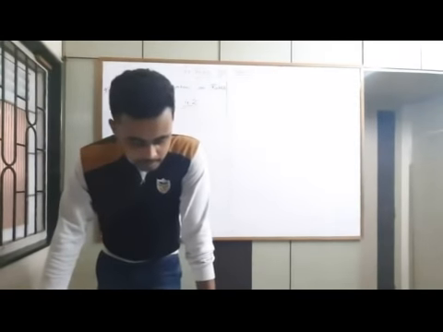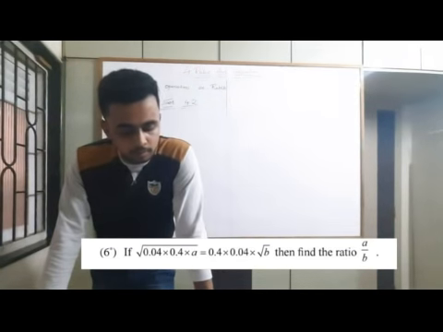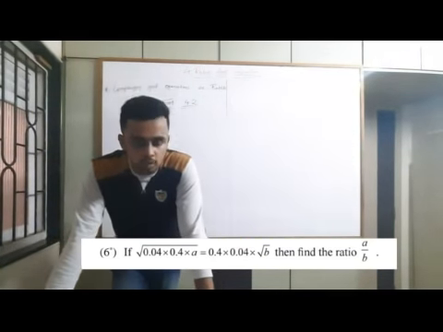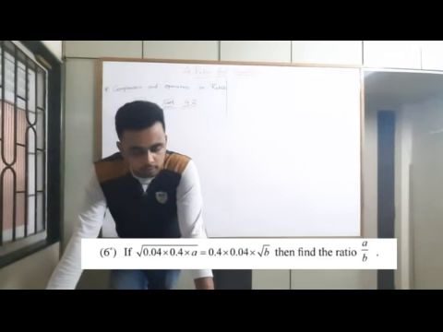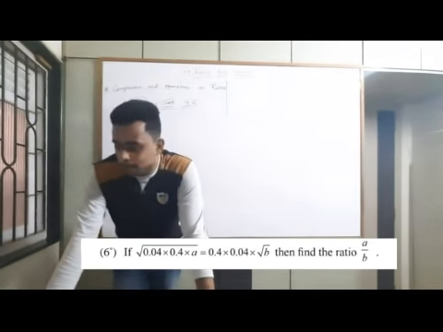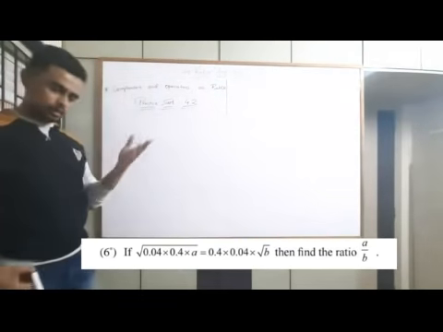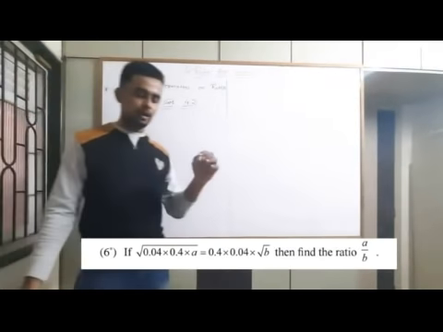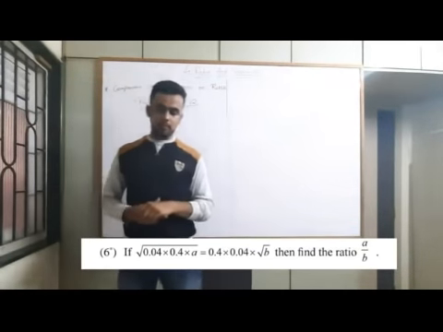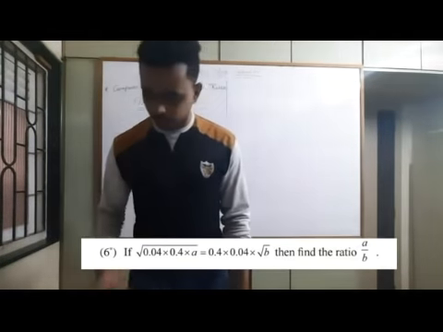Question number 6 tells us if under root 0.04 multiplied by 0.4 multiplied by a is equal to 0.4 multiplied by 0.04 multiplied by root b, then find the ratio a upon b. So here we are supposed to find the ratio a upon b. So let us see how this question, which is marked star as a complicated one, can be done in a very easy manner.